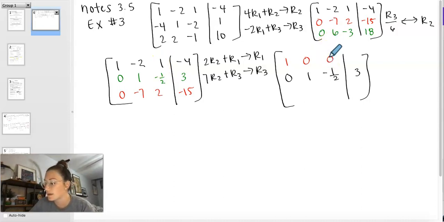Look how beautiful that works out. I just solved my top row. And then 2 times 3 is 6. 6 and negative 4 will give me a 2. So we already know x is 2.